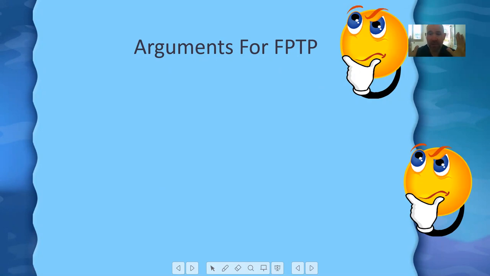Our first slide is going to be looking at the arguments that say first past the post is great and we should keep it, and the second slide is going to be looking at why it's not so good and why we should not keep it. You need to form your own view here about which side of this debate you are on.